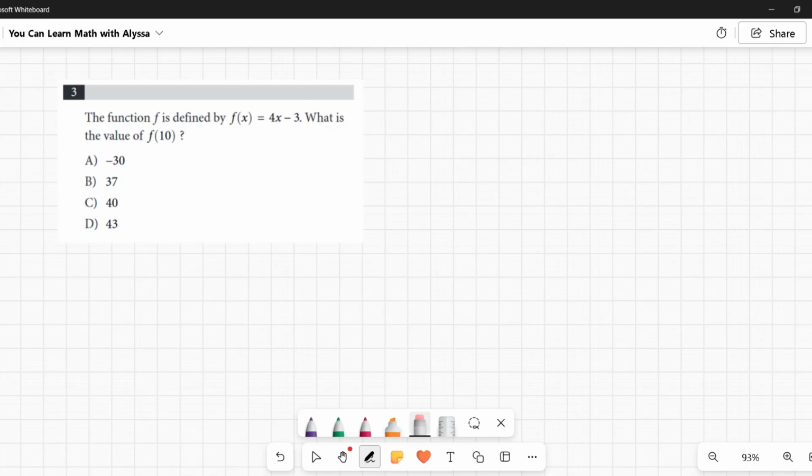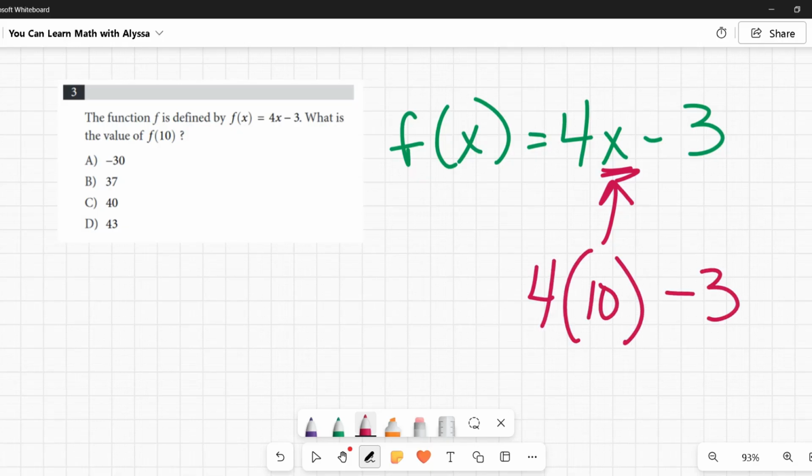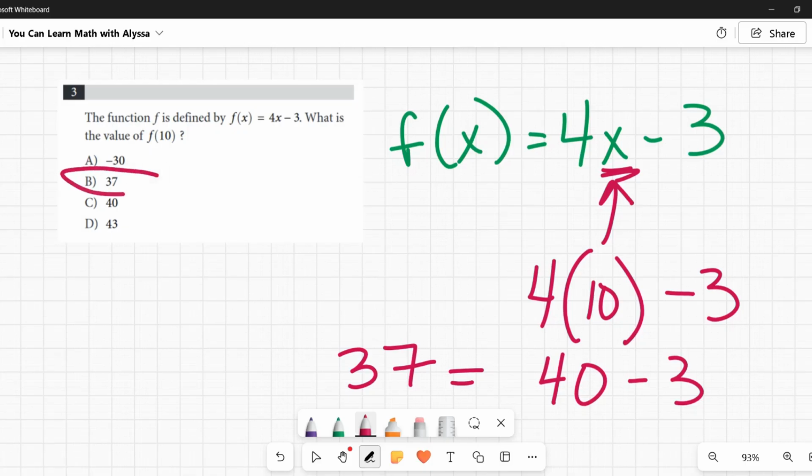So let's take the equation they gave us, which is f of x equals 4x minus 3. And they say, what is f of 10? We're going to plug 10 in wherever there's an x. There's only one x in this particular function, but we're going to plug a 10 in there. So 4 times 10 would be 40, and then we want to subtract that 3. 40 minus 3 is 37, so f of 10 for this function is 37, and that is B. My answer is B.